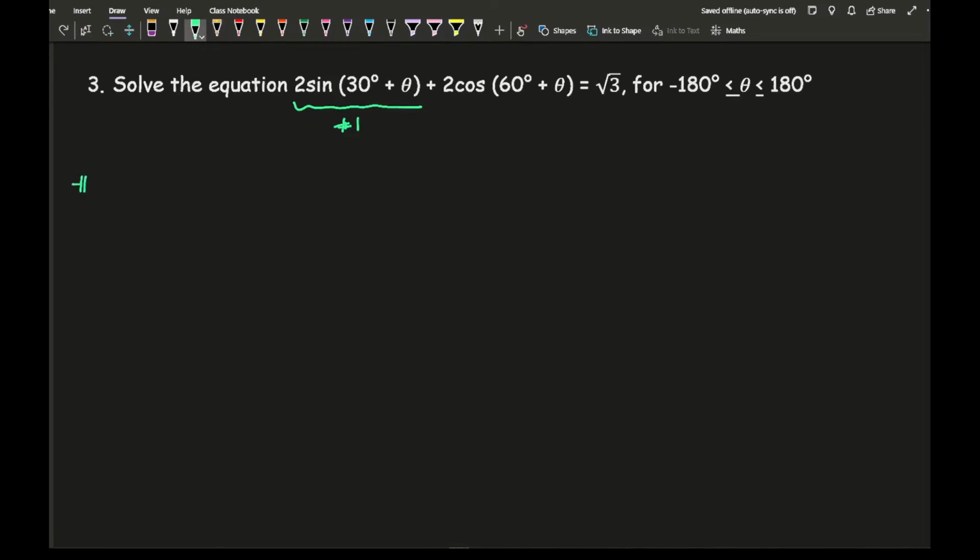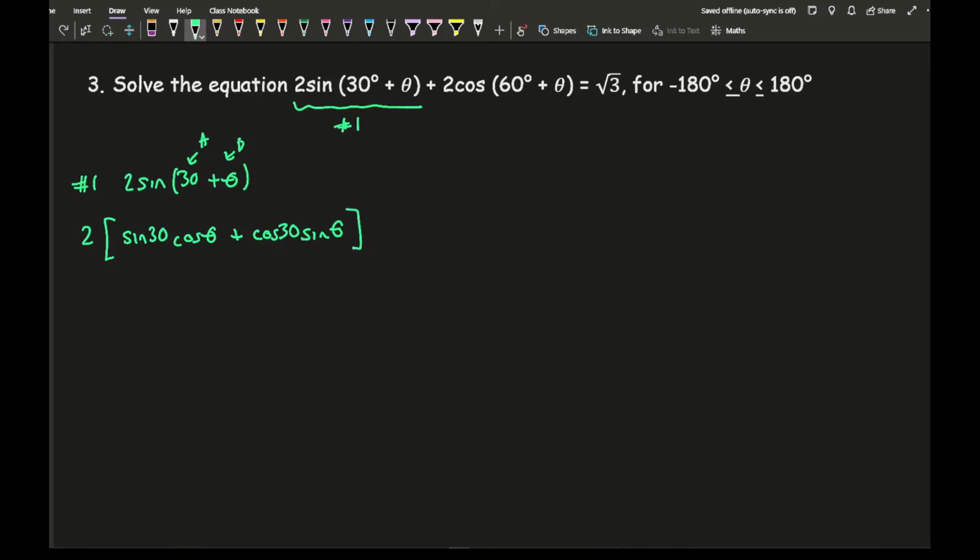So if I look at hashtag 1, I see that we've got 2 sine (30 plus theta). Now for this, what we need to do is ignore the 2 to start off with, because the 2 is just being multiplied by the function of sine (30 plus theta), and then we're going to use this as our double angle. So this is going to be our A, this is going to be our B. So what is sine (30 plus theta) going to equal? Well, it's going to equal sine 30 cos theta plus cos 30 sine theta. It needs to be a square bracket, so let me just correct that.